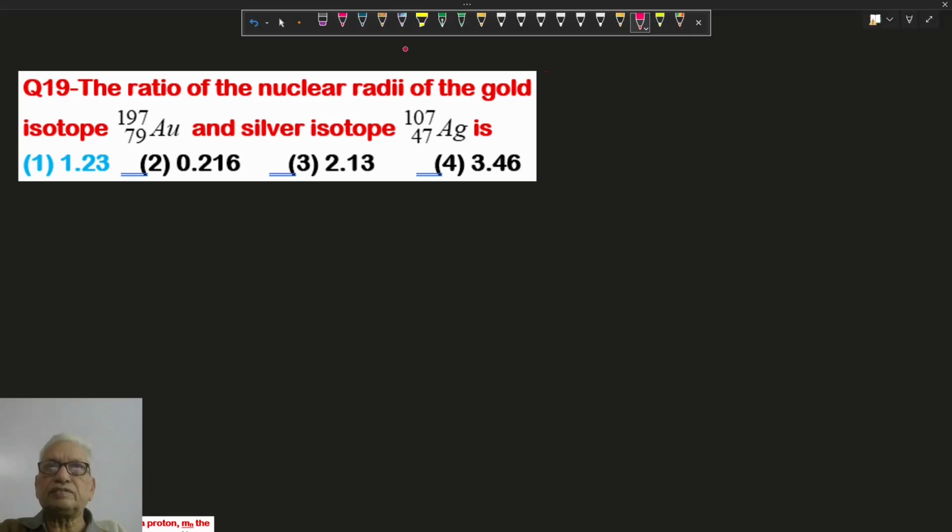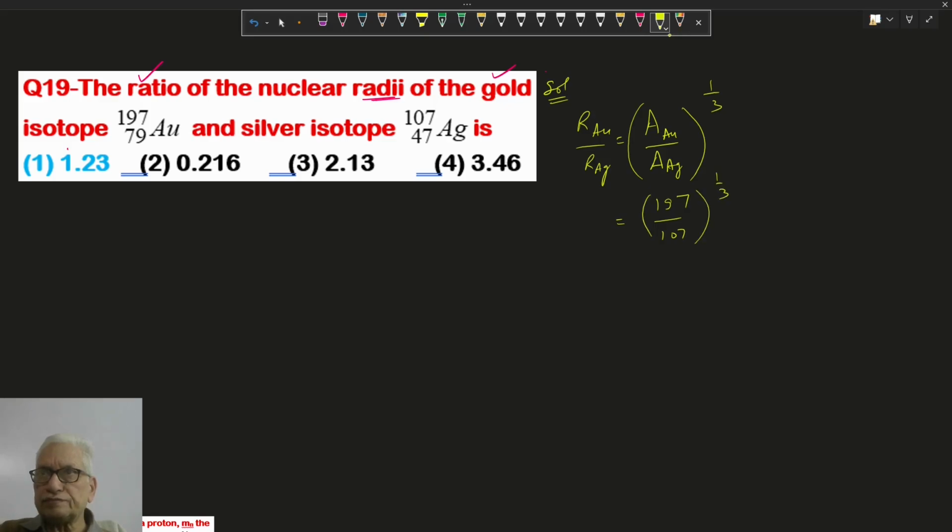Option 2 is correct. We have to find out the ratio of nuclear radii of the gold isotope and the silver isotope. We know the radius of gold and radius of silver are given by the mass number of gold and the mass number of silver. Over here the ratio is the cube root, 1 by 3, of 197 by 107. Roughly it is coming 1.23. So here option 1 is correct.